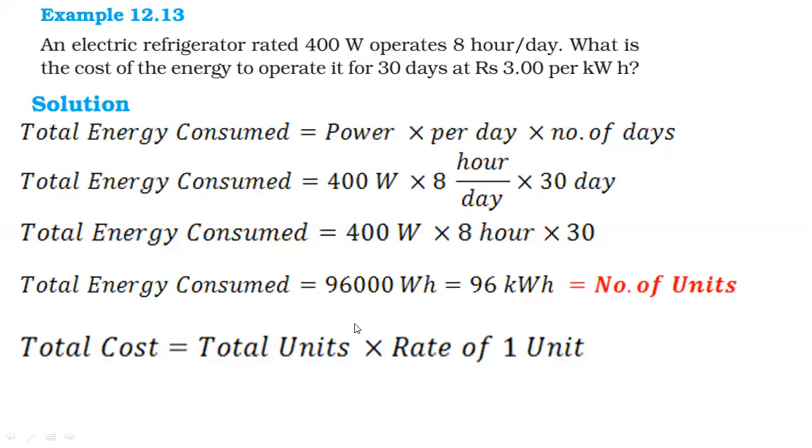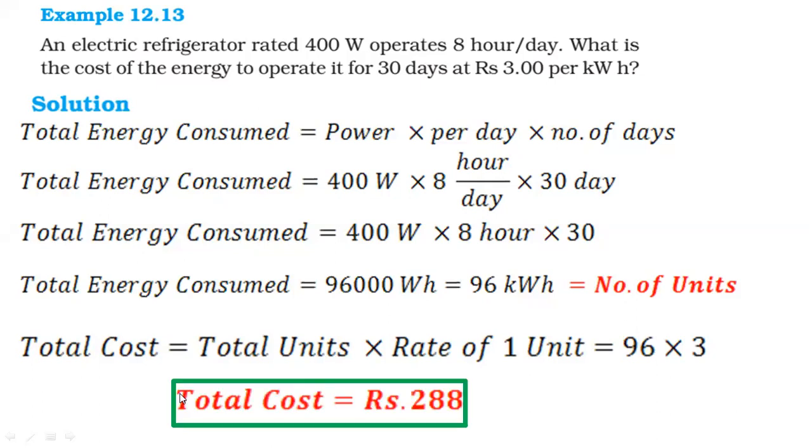3 रुपए का एक यूनिट है. Total how many units has your refrigerator consumed? 96. For 30 days it has consumed 96 units. So multiplication would be 96 into 3. Very simple. Total units into rate of 1 unit. After multiplying, you will get the total cost. That will be your bill. So what is going to be the bill? 288 rupees. If we operate this refrigerator for 8 hours a day for 30 days, for a month, we are going to get a bill of rupees 288.